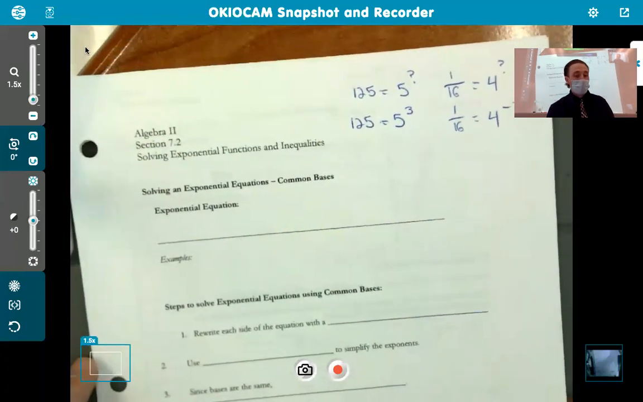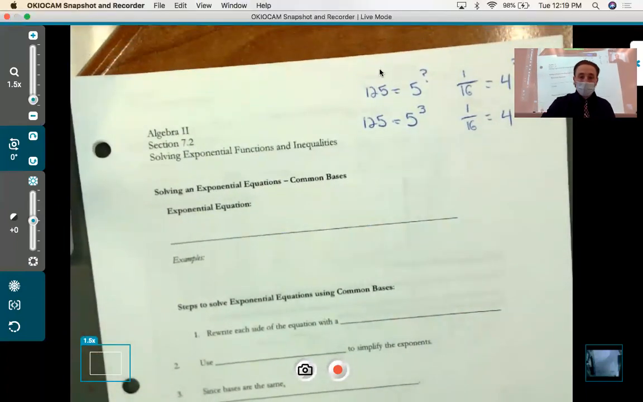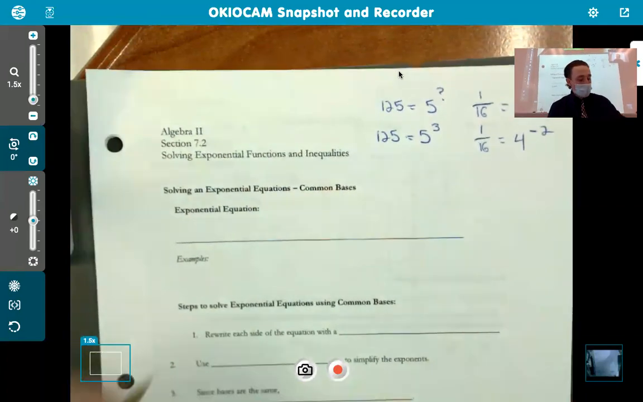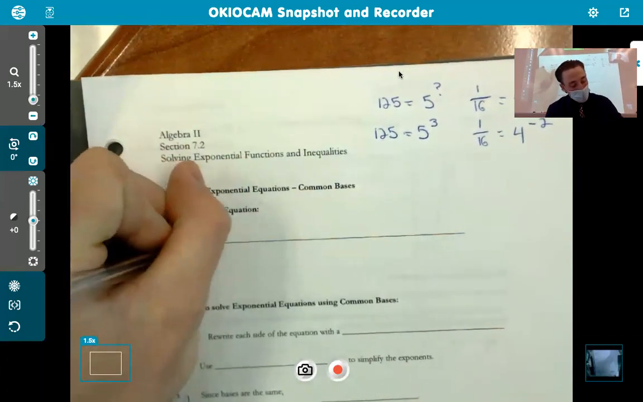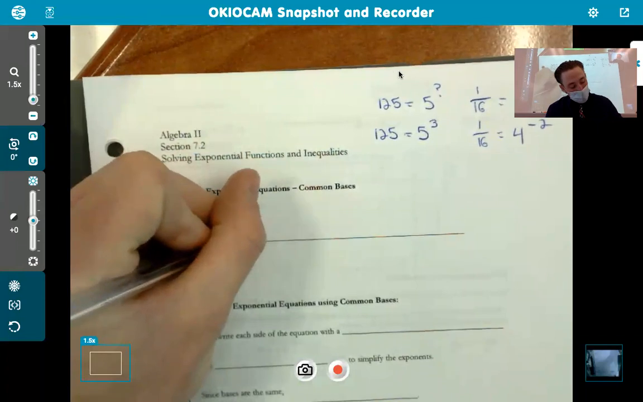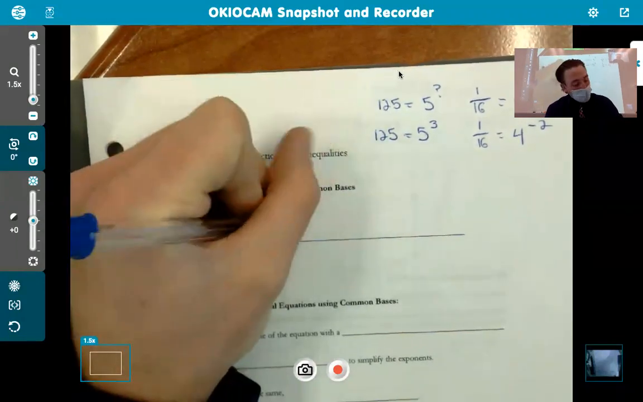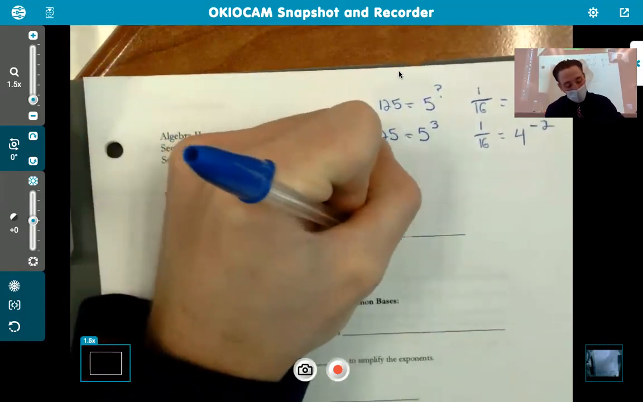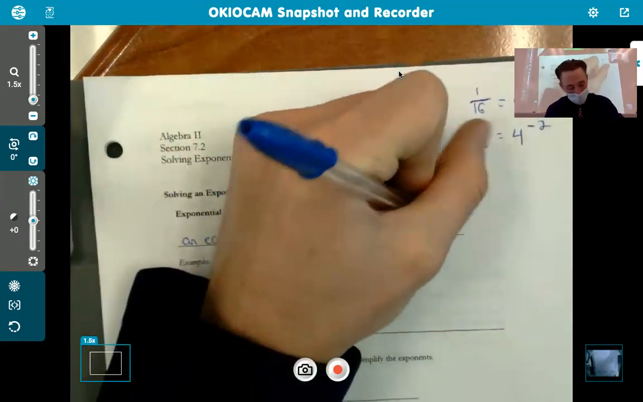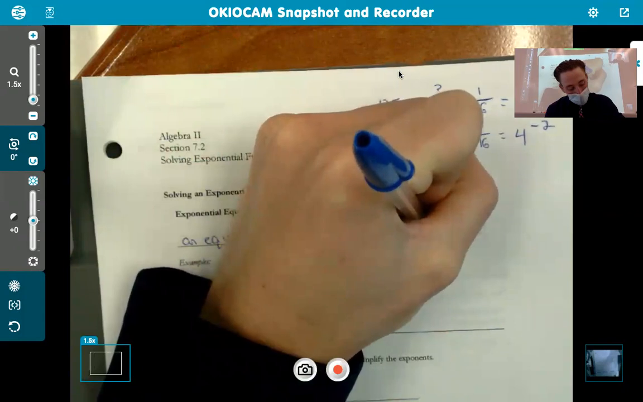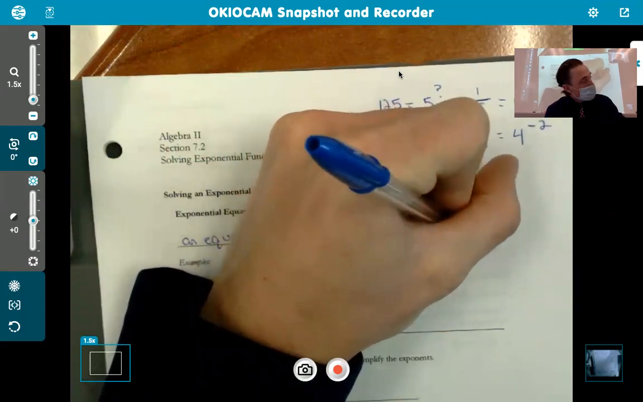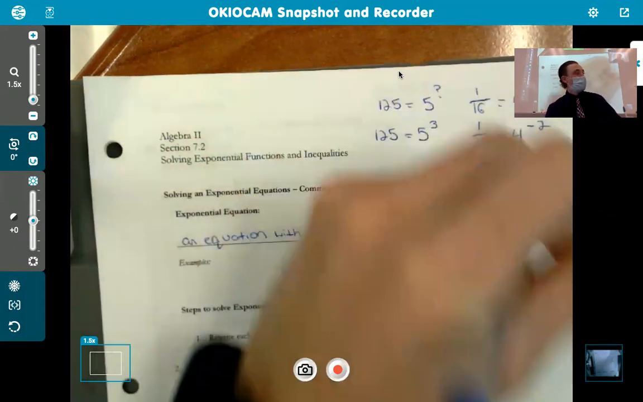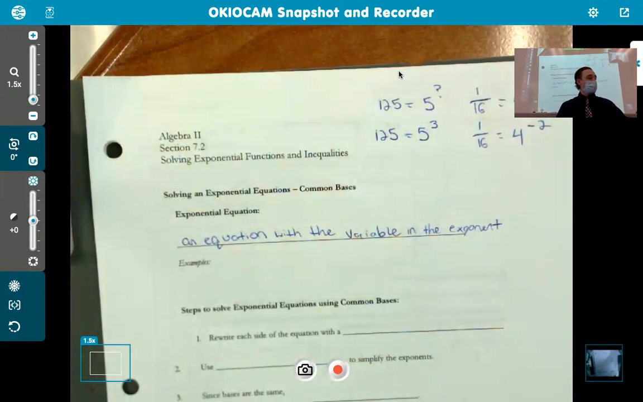First thing we need to kind of look at is what exactly an exponential equation is. All right. It's going to sound pretty straightforward. It's an equation. So this first line here, an equation with the variable in the exponent, right? Seems pretty obvious that that should be the case since it is an exponential equation.